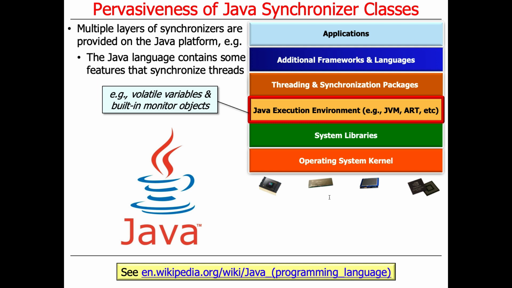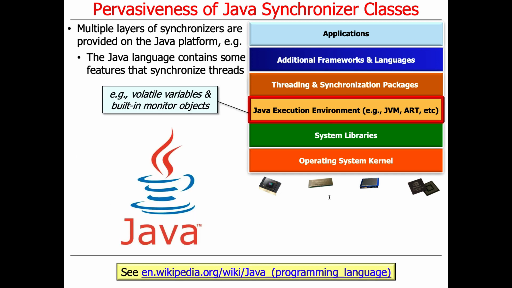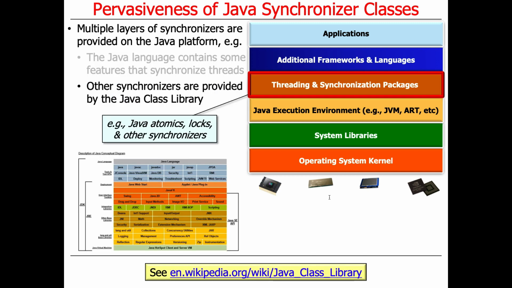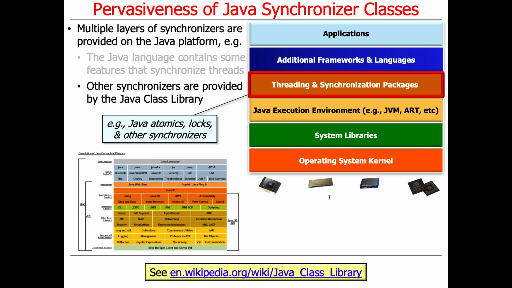Things like volatile variables, we'll talk about those. That's a form of atomicity that's built into Java. They have built-in monitor objects, which handle things like mutual exclusion and coordination. Those are baked into Java, the language. There's also synchronizers at the execution environment level, the JVM, the Android runtime, and so on. That's the lower-level part. Not surprisingly, these are very efficient, but they're very limited in what they can do.